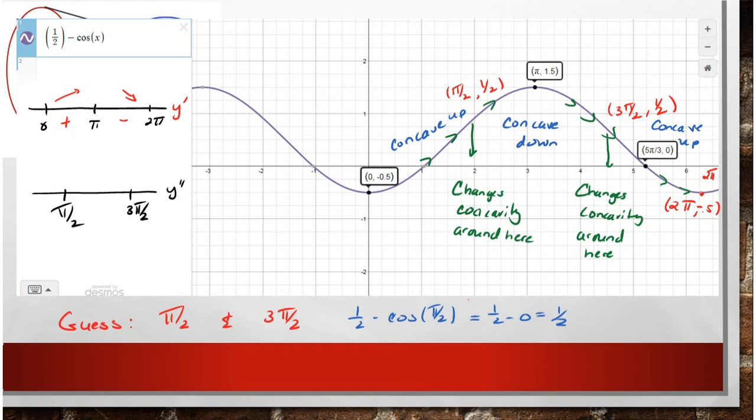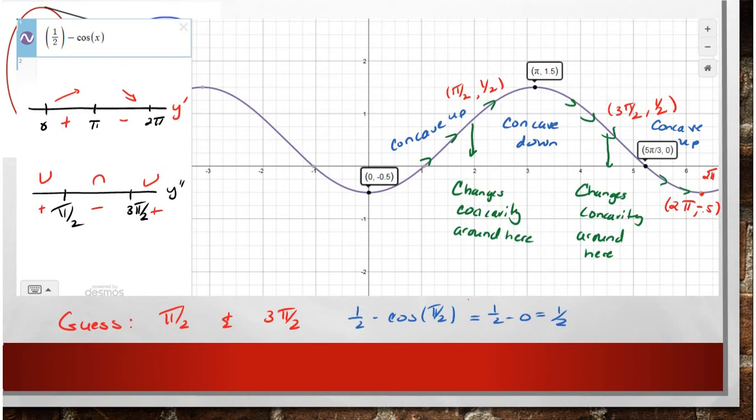Positive. Whenever it's concave down, what's the sign? So that's what it looks like. It's positive before pi over 2. It's negative in between these two, and it's positive after. Now I could be wrong that this is pi over 2 and 3 pi over 2. I'll find out when I do the analytical stuff. It's just a really good guess.